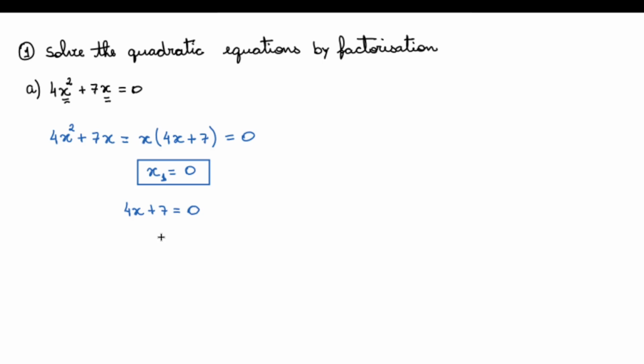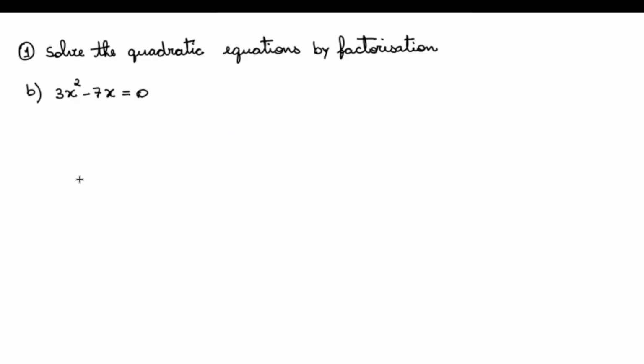And now we have to solve this linear equation. We can solve this linear equation following these steps. 4x equals minus 7, x equals minus 7 over 4. This one is the second solution for the equation. Then we found our solutions. The solutions for the equation 4x² plus 7x equals 0 are x1 equals 0, and x2 equals minus 7/4.